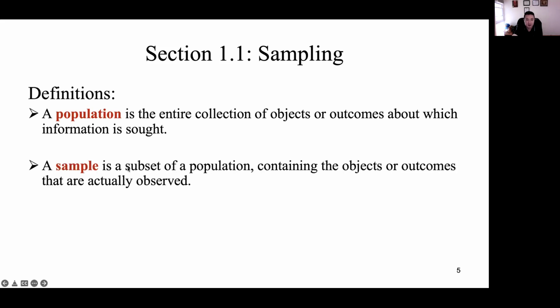A sample is a subset of the population. In the previous example, we have a sample of 50 rods. So the sample contains the objects or outcomes that are actually observed. The engineer took a sample of 50 rods and actually measured the diameters of these 50 rods.